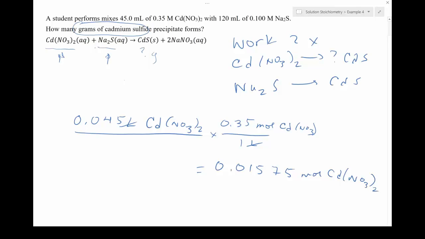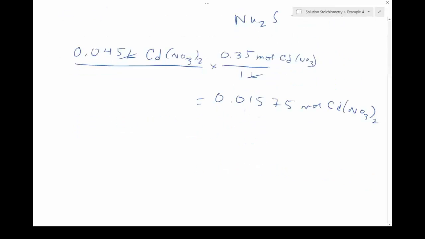Okay, and then we can see that 1 mole of cadmium nitrate forms 1 mole of cadmium sulfide. So I won't show again how that lines up, but basically it's a 1-to-1 ratio. So you can see that we'll get 0.01575 moles of cadmium sulfide. Now, I only have 2 sig figs here, but we can worry about all that later.